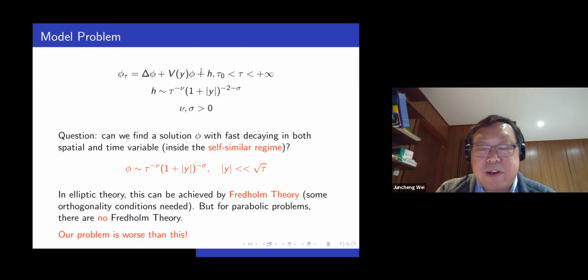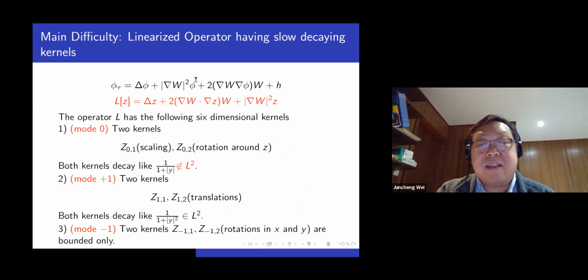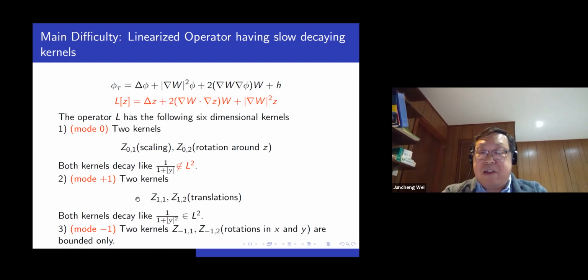And our problem is worse than that. And the reason is that we have a 6-dimensional kernel, and the only 2 kernels which correspond to translations are in L2. Okay, and all the other kernels are not even in L2. So for the parabolic problem, if you have L2 theory, you can use L2 theory to replace the Fredholm, right? But only the translations are in L2. All other kernels are not L2. And this is the main problem, right?